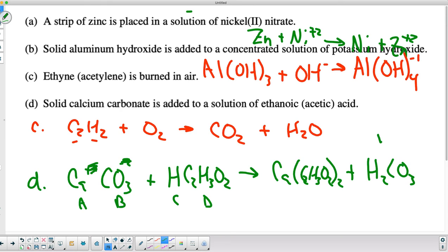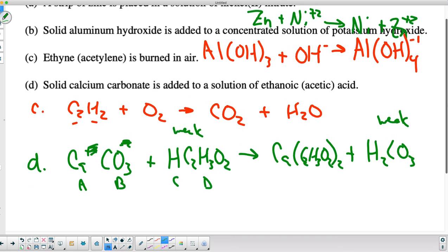and then my H goes with H2CO3. This is a weak acid. Okay, that's a weak acid, and this is a weak acid. So we do not separate them, so there really is nothing we can do here. Now, there are times when you will have carbonate breaking up into carbon dioxide and water, not carbonic acid. So this would be one of those cases.